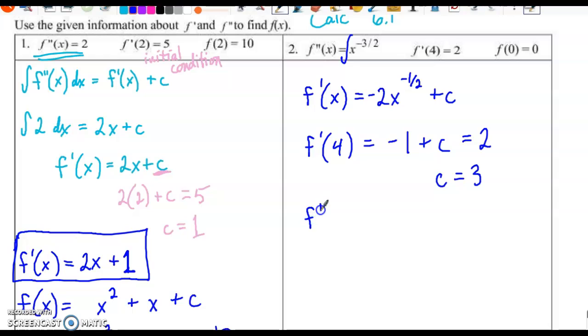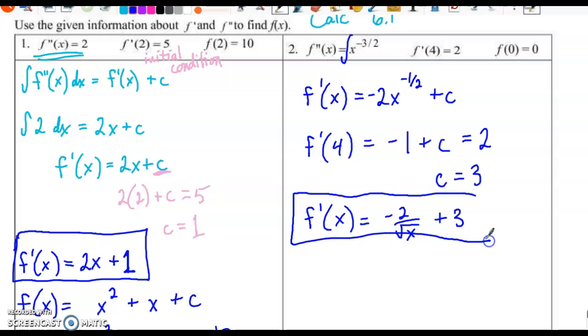So that tells me that f prime of x, and if you want, you can rewrite it as negative 2 over root x. Doesn't bother me at all. Plus 3. Oops, that was a terrible box.